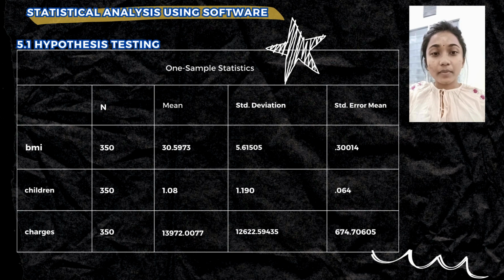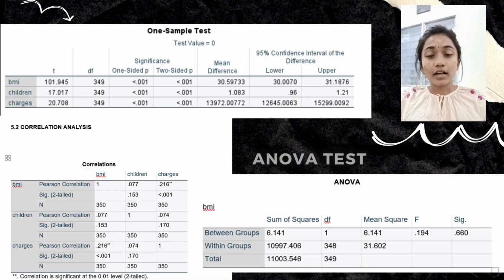The mean of BMI is 30.5973 and the standard deviation is 5.61505, and the mean of children is 1.08 and the standard deviation is 1.190. Continuing on, the mean of charges recorded is 13,972.0077 and the standard deviation is 12,622.59435.